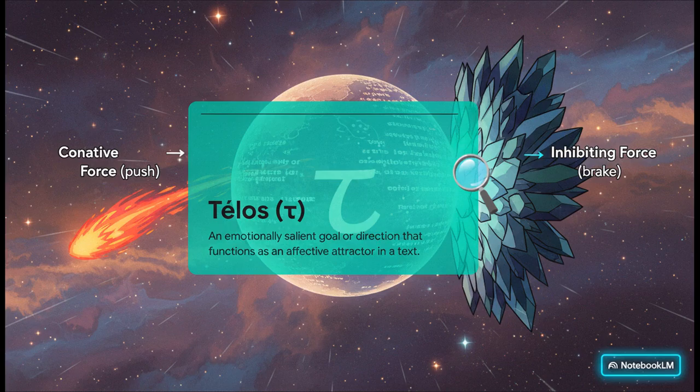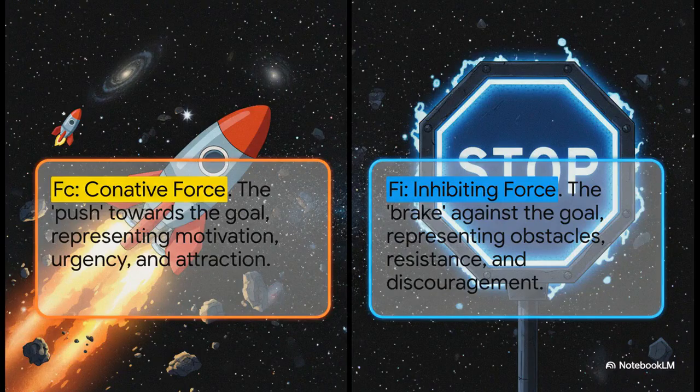And here's the best part. The telos is always provided to you in the app. You never ever have to guess what it is. So for each text, you're measuring two different forces relative to that telos. The first one is the Conative Force.